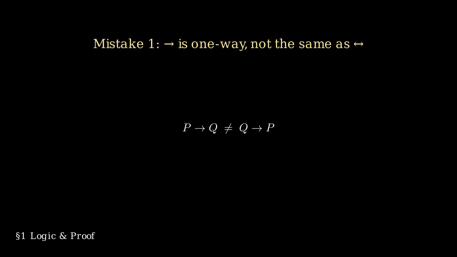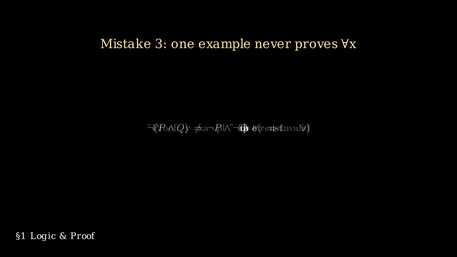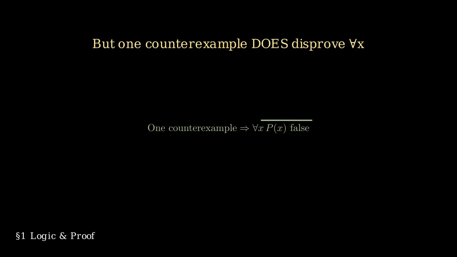Common mistakes to watch for. First, confusing implies with if and only if, since implication only runs in one direction. P implies Q says nothing about whether Q implies P. Second, when applying De Morgan's laws, forgetting to flip and into or and or into and, that flip is the entire point of the law. And third, proof by example. Checking just one case never proves a for all statement, no matter how convincing that one case looks. But flip that around, and it becomes a legitimate tool. One single counterexample is enough to fully disprove a for all claim.